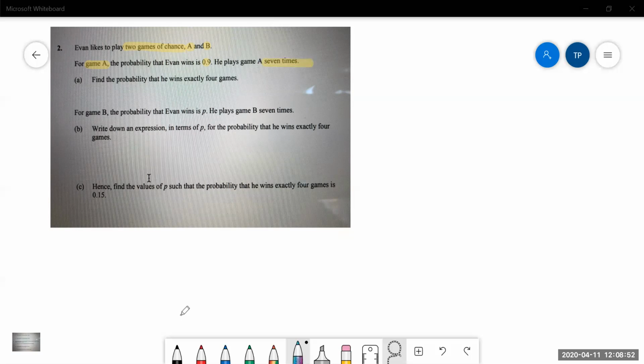Before we even do anything, let's break down this question first. There are 2 games that he wants to play. Now we're talking about game A first. For game A, the probability that he wins is 0.9. In binomial distribution, there are 2 very important parameters that we need to include: N and P. What is N? N is the number of trials. P is the probability of success.